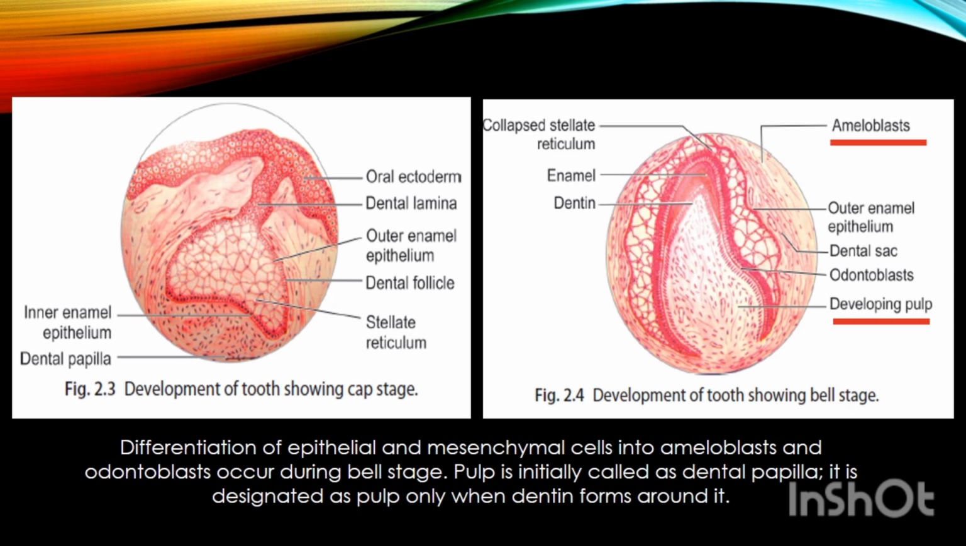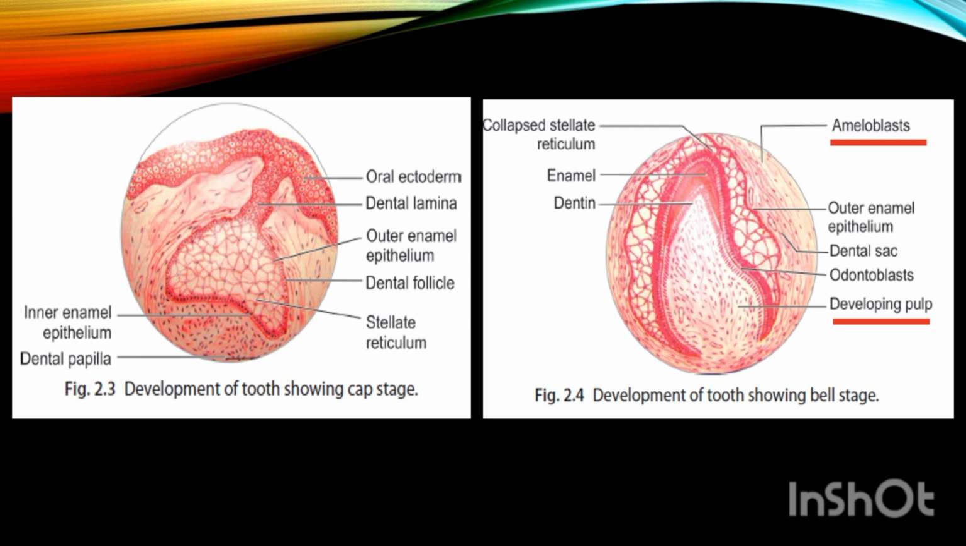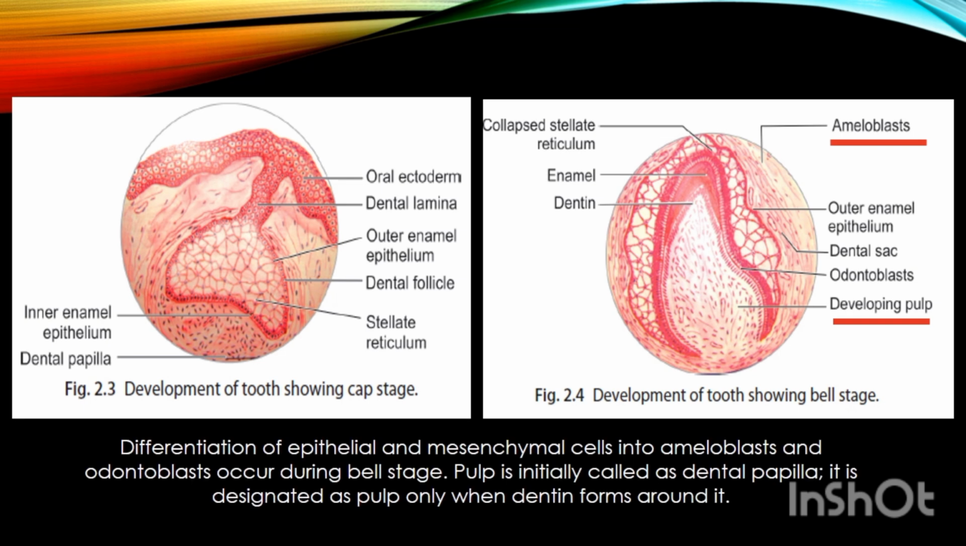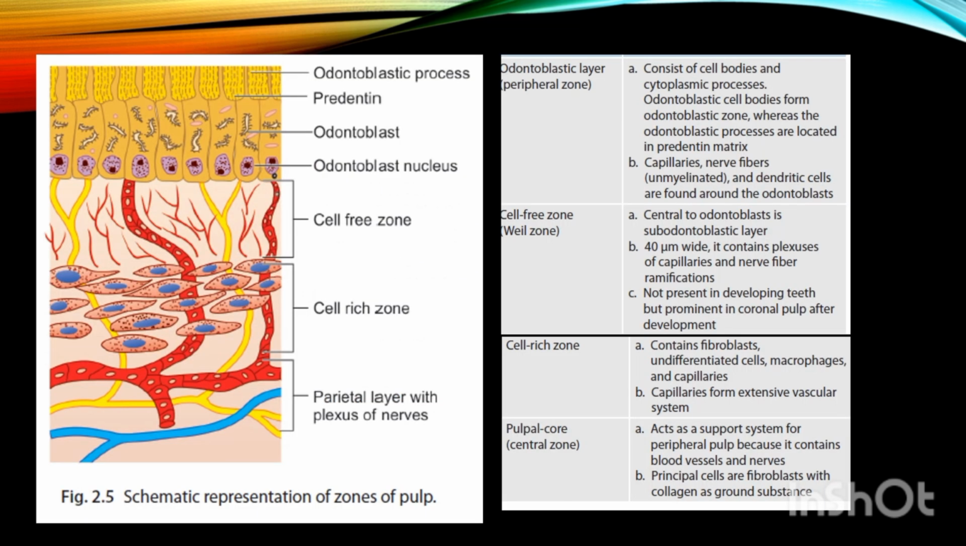So the pulp formation starts during the bell stage, and initially pulp was called dental papilla. Only once the dentine is formed surrounding the pulp, that is when you call the pulp as pulp, and until then we call it dental papilla.